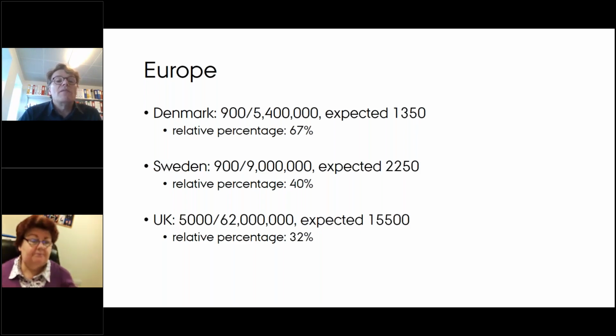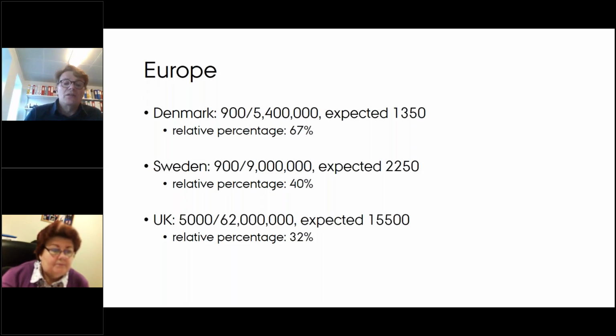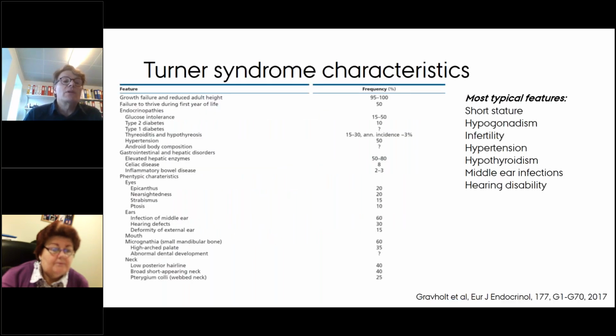As I told you, we have not diagnosed all with Turner syndrome in Denmark, and we have calculated that the relative percentage is really only 67%. When we look at Swedish data, we can see that only about 40% of the expected numbers are diagnosed. And when we look at UK data, we can see that only about a third of all expected Turners are diagnosed in the UK. So underdiagnosis is frequent.